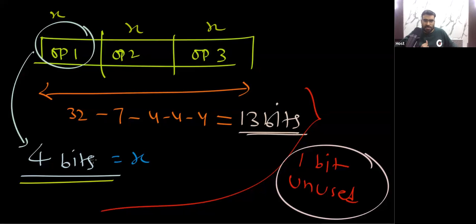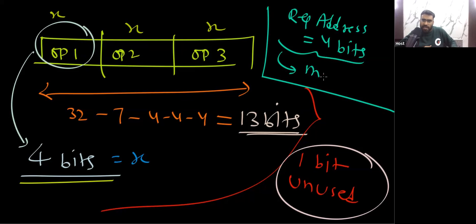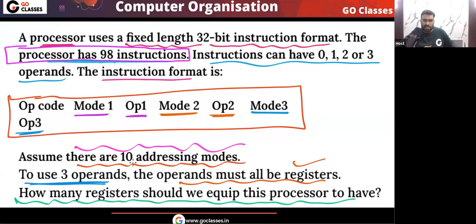So with 4 bits, how many registers can you have? If your register address is 4 bits, then maximum 16 registers I can have. Is this clear? So for this question, the answer is: maximum 16 registers I can have.